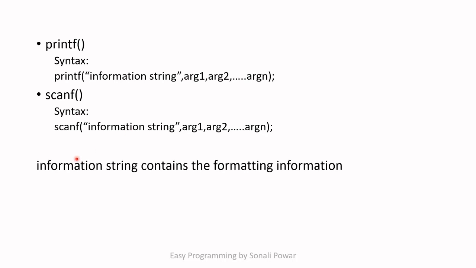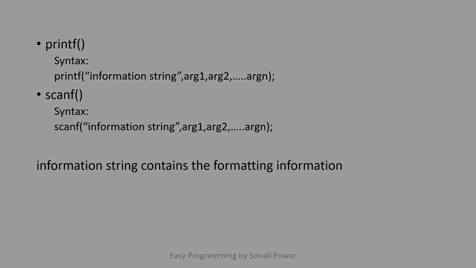Now we will see what is meant by information string. The information string contains the formatting information. What it means: suppose in the printf I want to print the integer onto the screen and I want to display the output in a specific format. So how to display the output, how to format that output, that information is contained in this information string. Same way for the scanf, suppose user enters the data, in which format I want to read the data, means the data the user entered, I have to read as a float, as a character, or as an integer. So that information is contained in the information string.